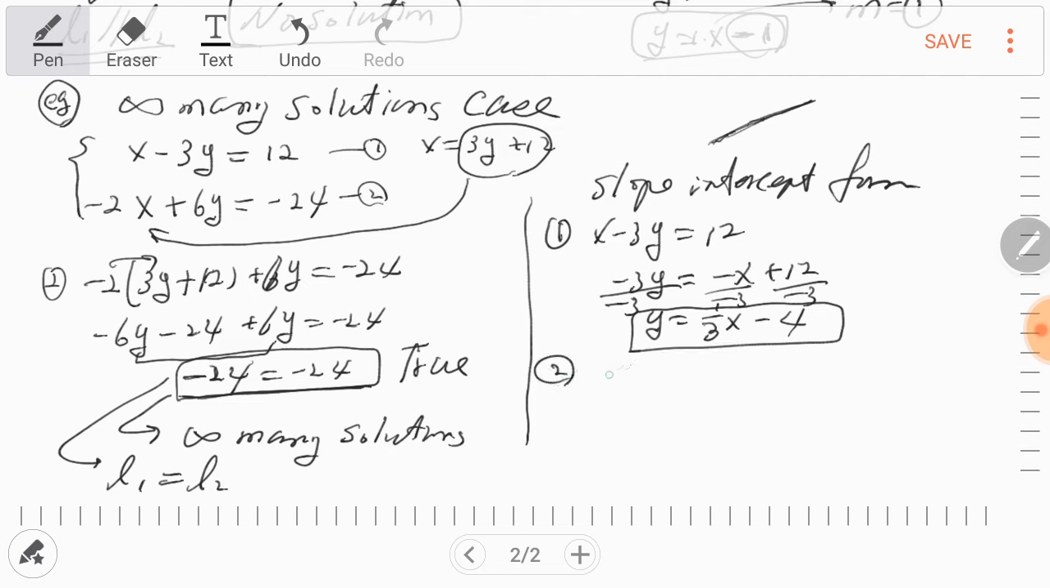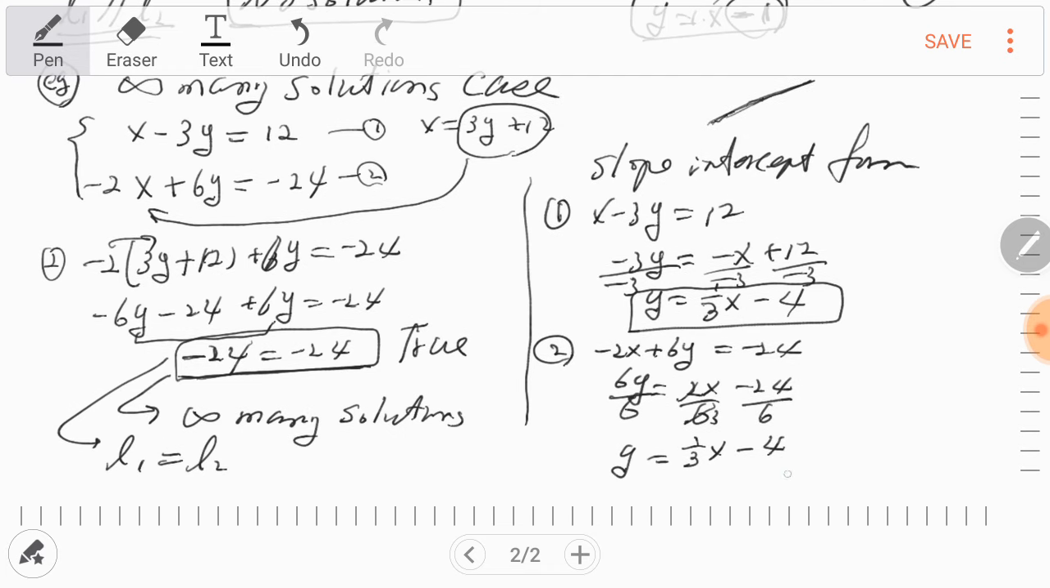Let's change the second equation to slope-intercept form. So 6y equals positive 2x minus 24. Divide each side by 6. Then y equals, reduce, 1/3 x minus 4. As you can see here, the two equations are the same. Since the two equations are the same, they have the same graph, so the intersection of these two graphs has infinitely many solutions.